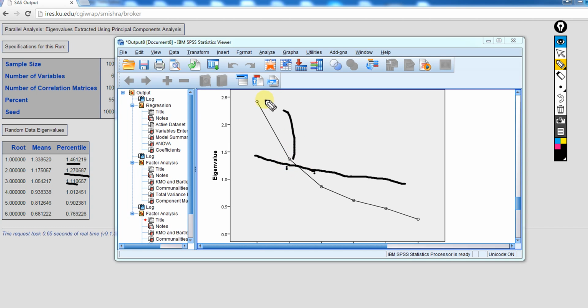So the point behind all of this is that this is actually one of the better strategies for deciding on the number of components to retain.